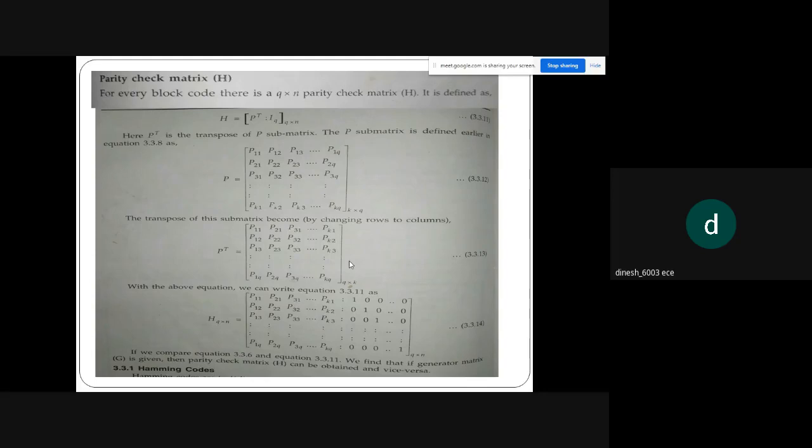Hope you all are familiar with the transpose of matrices. So at last, what is our requirement? Our requirement is to determine H. So H is of the matrix Q cross N. So write it as P transpose, then I. So your identity: write the same P matrix as it is.